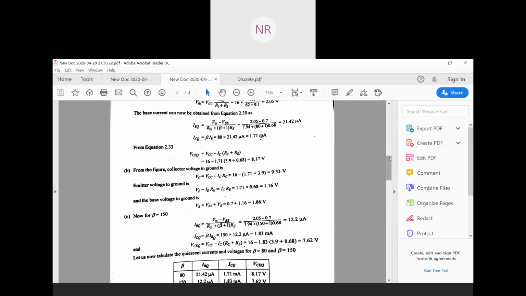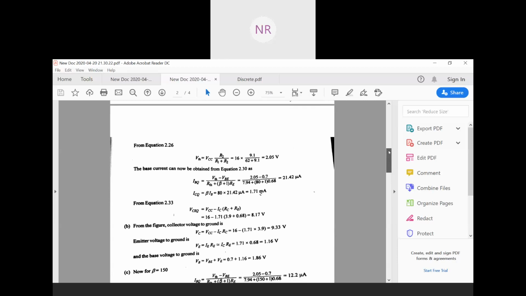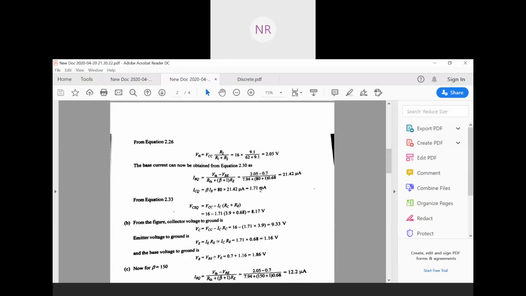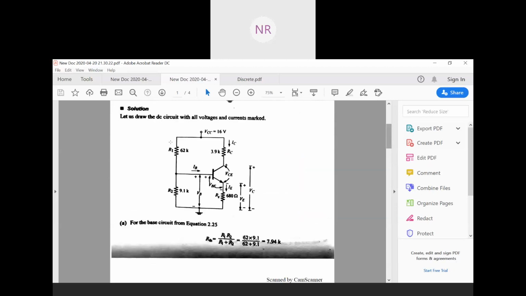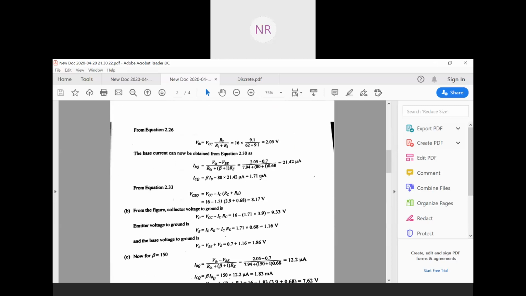VB should be equal to this value, VTH. But VB we can also calculate in one more way: VB is nothing but VBE plus VE. Or else it is the voltage across the R2 resistor. From the transistor point of view, you need to consider this equation, VBE plus VE. So we have calculated all these values.